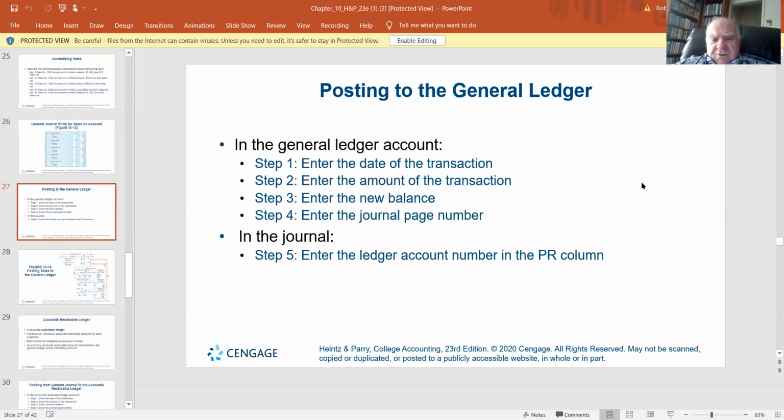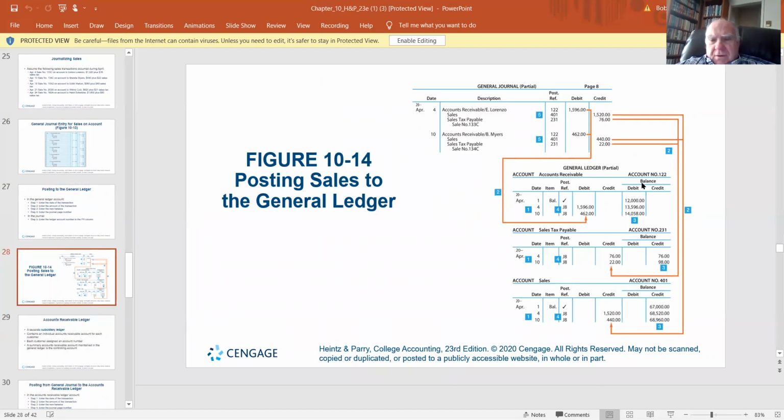Okay, now they're showing us how to post it to the ledger. We should already be experts in posting to the general ledger. Here is our general ledger. Here is the transaction. Let's go in order, top to bottom. Accounts receivable, we debited it for $1,596.